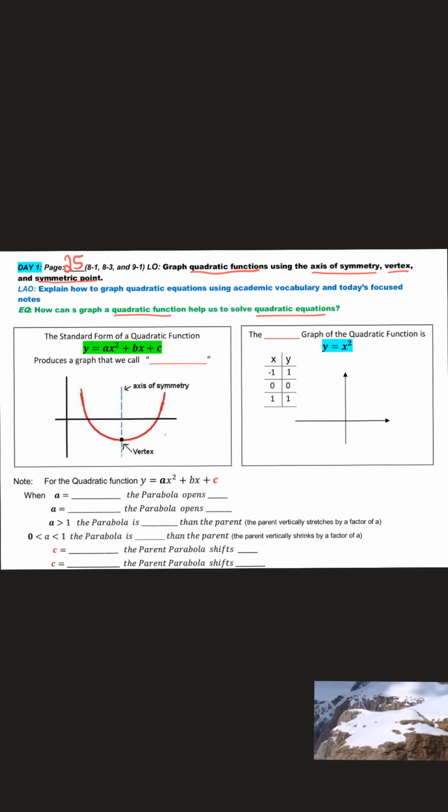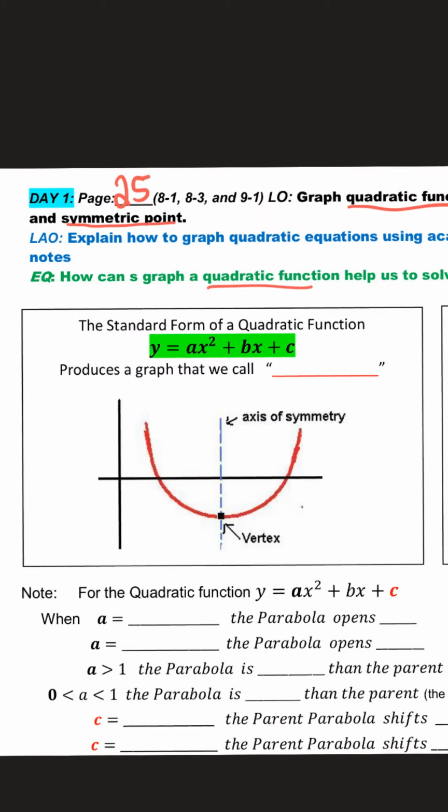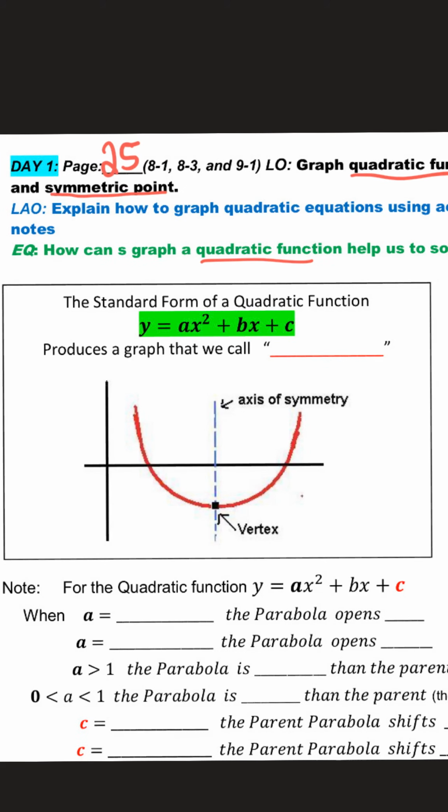So before we get into examples, let's just talk about what a quadratic function even looks like on a graph. So y equals ax squared plus bx plus c. This is what you've seen for the last week. This is not new, but the y equals part is new. Now, when we graph that, it produces something called a parabola.